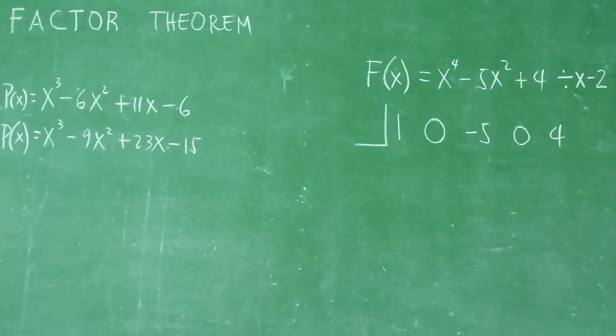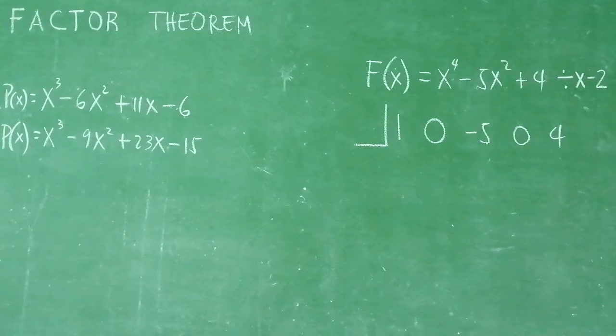So the binomial divisor, if there is no remainder, you can take that as a factor. And you can take the r as a root of the said polynomial. So shall we have an example on the board?